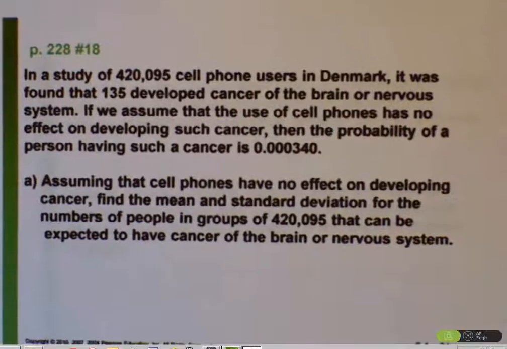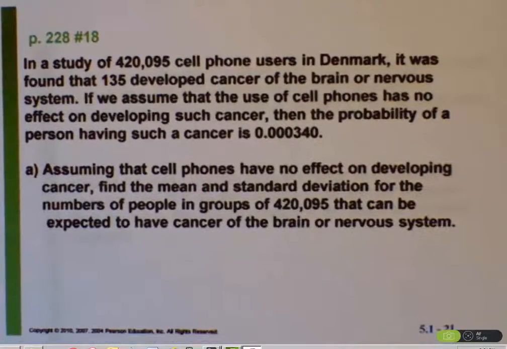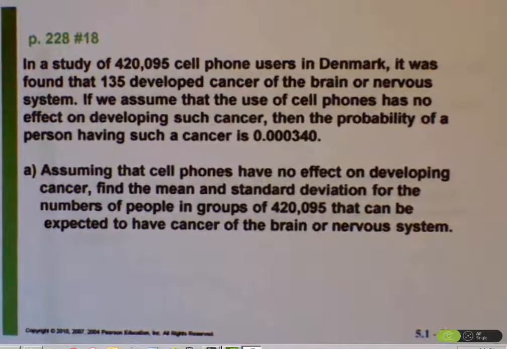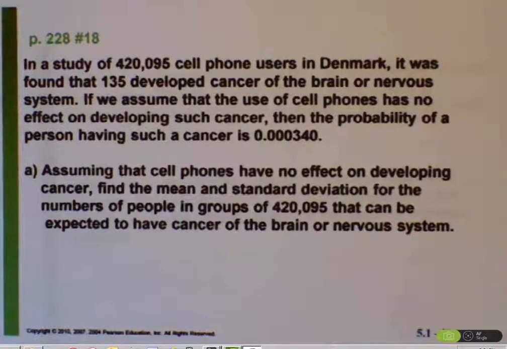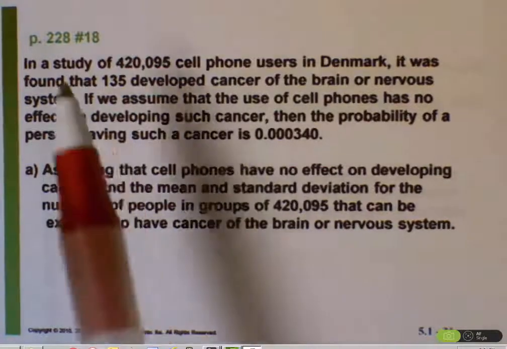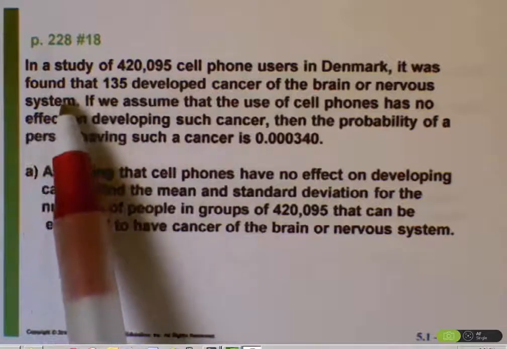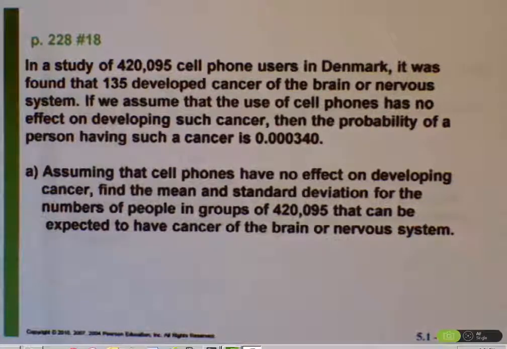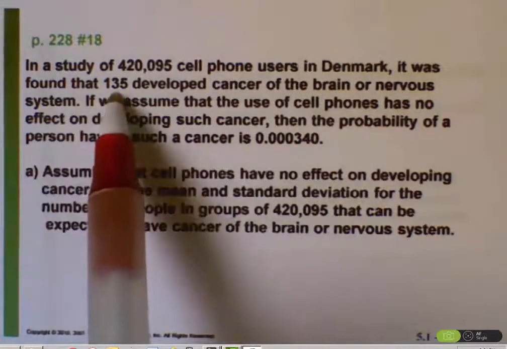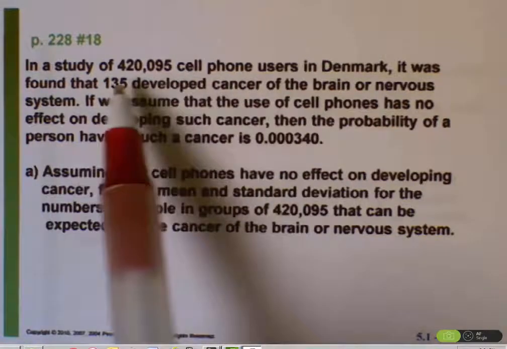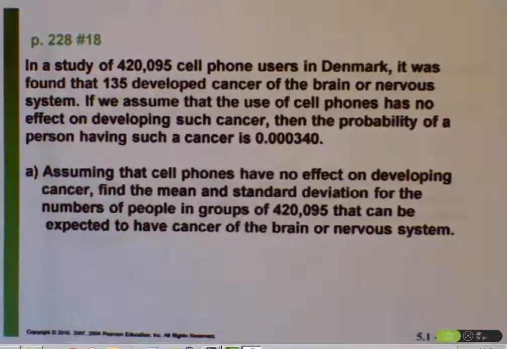We have one more problem, and it illustrates how sometimes statistics are used to scare people. I remember when there was a concern about whether or not cell phone use causes brain cancer. So a group in Denmark studied 420,095 cell phone users, and it was found that 135 of them developed cancer of the brain or nervous system. At first glance, that's very scary.